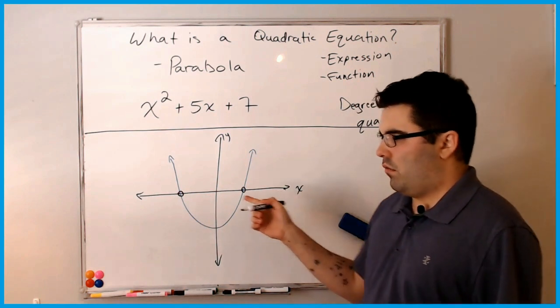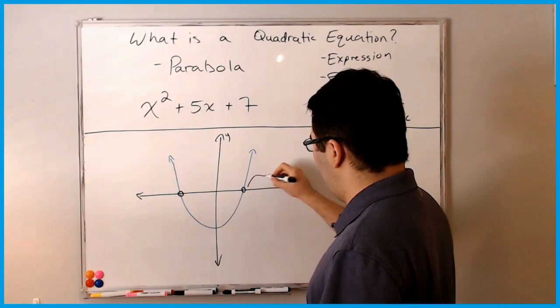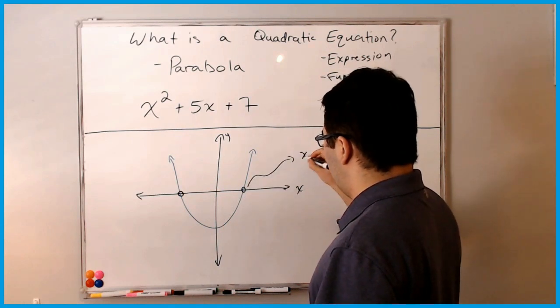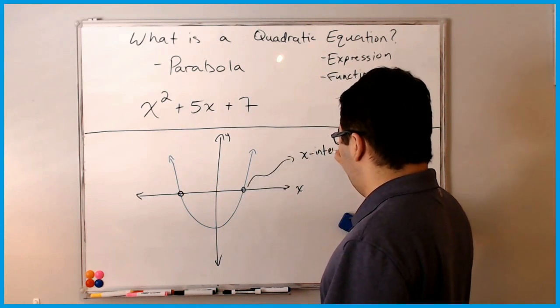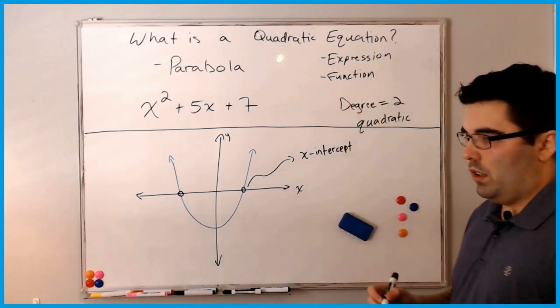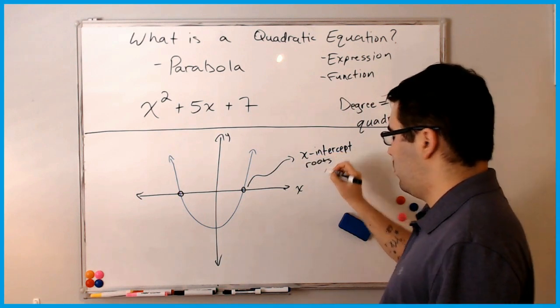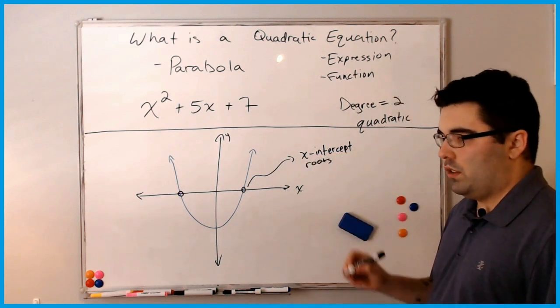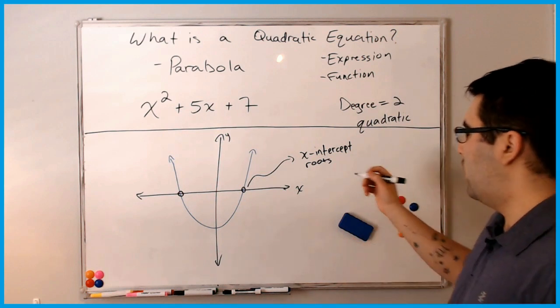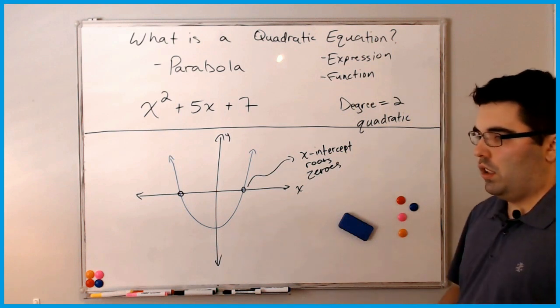But notice there could be two, and in this case there are. And we call that an x-intercept, but that's not the only term that can come up to describe those now. Sometimes it'll be x-intercept. Sometimes you'll be asked to find the roots. Roots mean the same thing. Sometimes you'll be asked to find the zeros. And again, means the same thing.